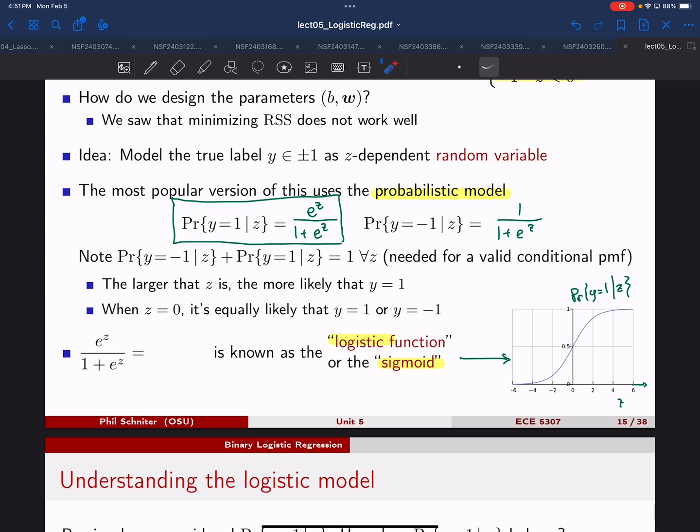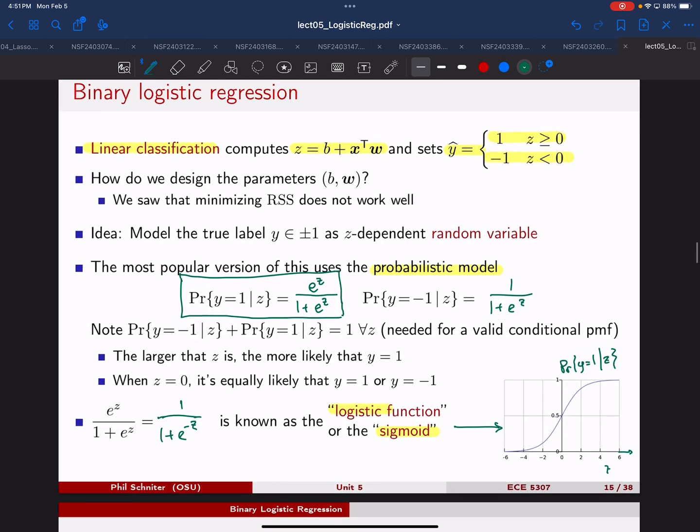The very last thing is sometimes this expression, which has 2 exponentials in it, is simplified by multiplying the top and bottom by e to the minus z, in which case you get 1 over 1 plus e to the minus z. That is sometimes a little bit easier to work with. There's a single exponential, so that's just another form of the same curve. Okay, so that's the main idea. That's what we're going to use to train our classifier.